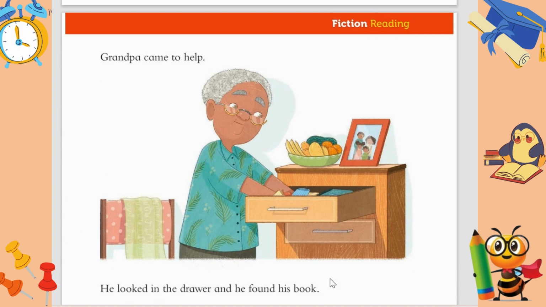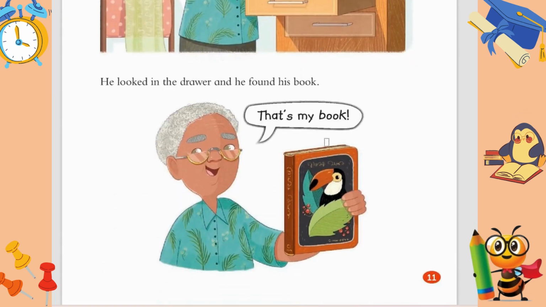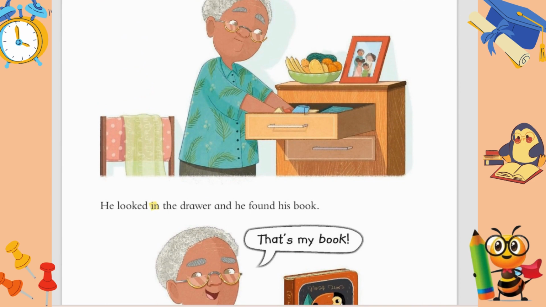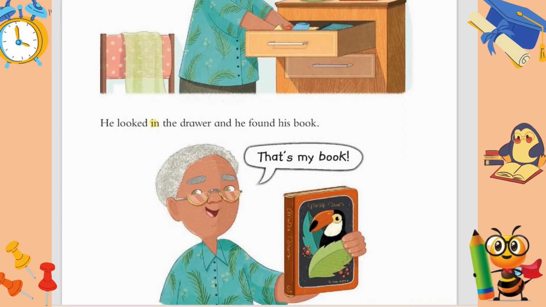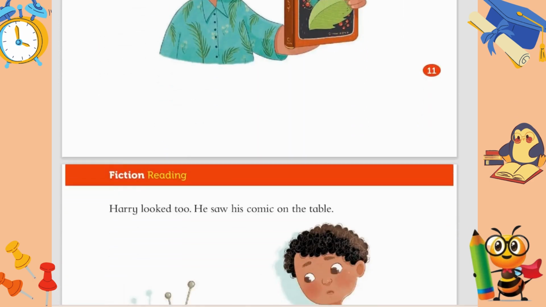Grandpa came to help. He started helping. This is the grandpa, and now you can see he's looking in the drawer. He looked in the drawer and he found his book. So what did he find? He found his book. That's my book. So where is the preposition? In. He looked in the drawer. When you put something inside a box or a container, the preposition is in. So he found his lost book, and grandma found her lost pen.